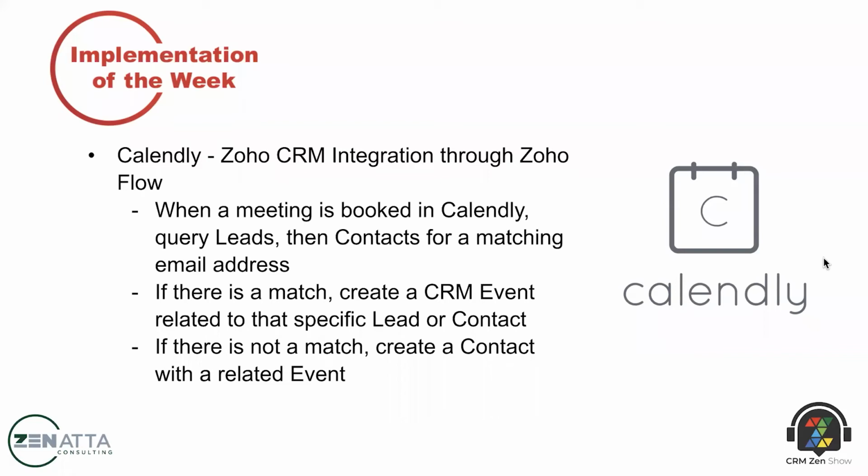And if there is a match, it'll go ahead and create a CRM event related to that lead or contact. And then if there's not a match, it'll go ahead and create a contact with that related event. We chose to drop it into contacts just because when someone is booking, oftentimes they're qualified enough that you'd consider them a contact. But you could drop them into any of the two buckets. So it's kind of a quick one. I'm not doing anything too crazy there, but it just gives you visibility of these events inside of the CRM.